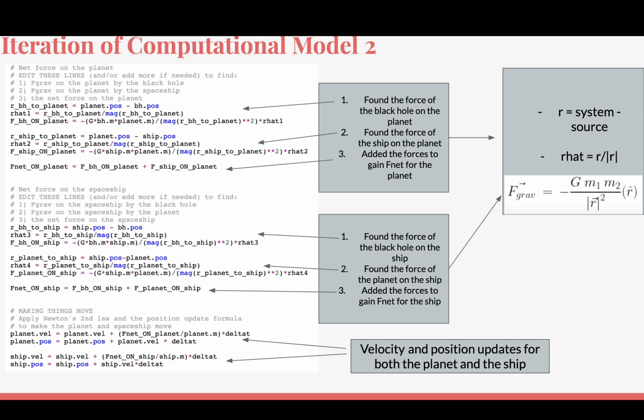Because there was both a star and a ship, I had to calculate the net force on both these objects. This was accomplished using the universal law of gravitation. In both of these chunks of code, I found the position of the system minus the source, then the position unit vector, and then the force. Finally, the force using the gravitational constant, the masses of each object, the position vector, and the unit vector. Once I had both of these net forces, I used each of them to find the velocity and position updates for the planet and the ship.